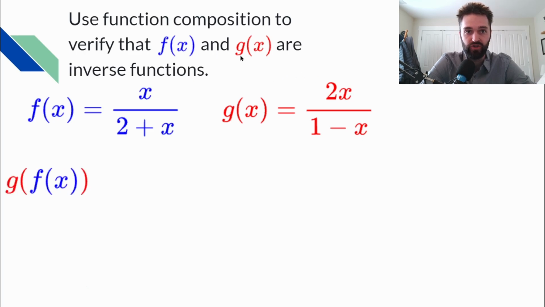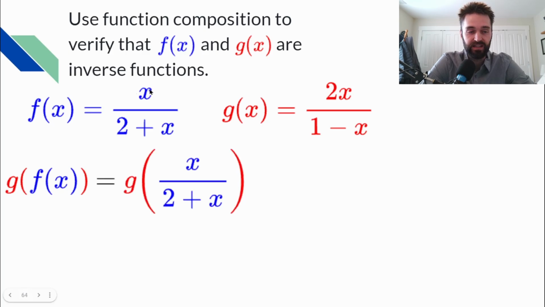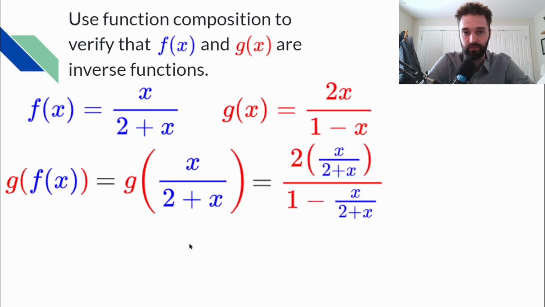Next, to confirm that f and g are inverse functions, we need to check to make sure that g of f of x is equal to x. Okay? So let's take this blue fraction and plug it into the red function g. But what does g say to do? It says to take what you're given and multiply it by 2, and then divide that whole thing by 1 minus what you're given. What we're given here is this blue fraction x over 2 plus x. So when we plug it into the function g, we have 2 times that fraction divided by 1 minus that fraction.